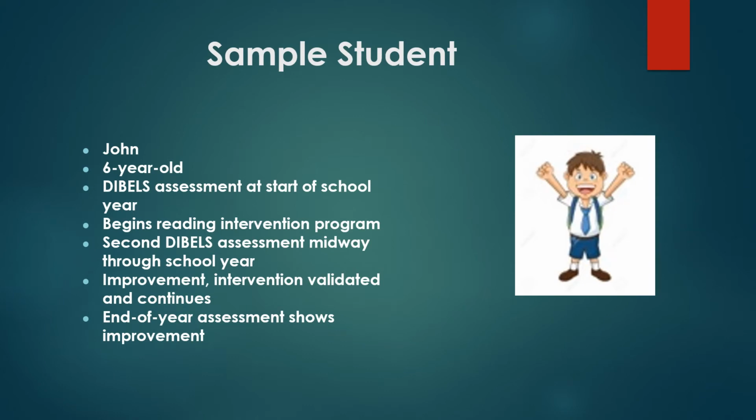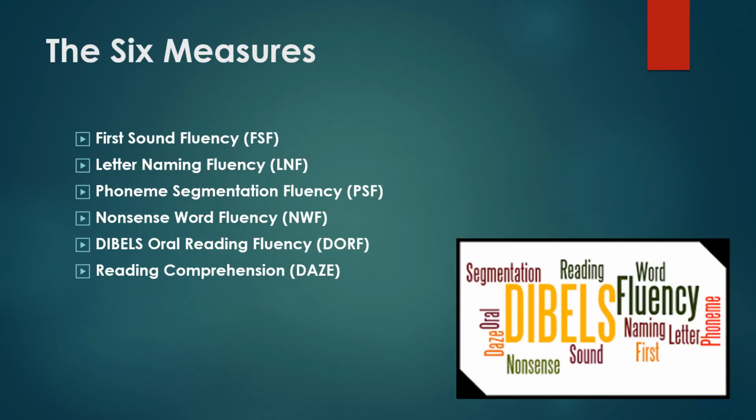Let's look at one specific example of a student who could benefit from DIBELS testing. John is 6 years old. His entire class is given DIBELS assessments at the beginning of the school year for the purpose of progress monitoring, and John is found to have reading skills significantly below grade expectations. Because of these results, John receives intensive reading intervention. He's given a second DIBELS assessment midway through the school year, and clear improvements are found. With the intervention strategy validated, John continues with his reading program. He's assessed again at the end of the year, and his reading is shown to have reached grade level.